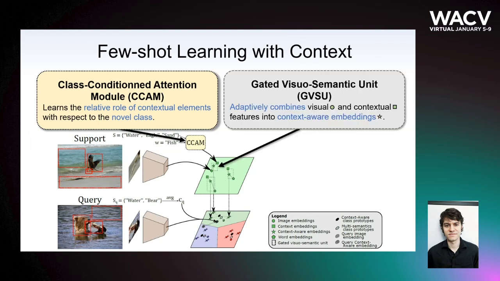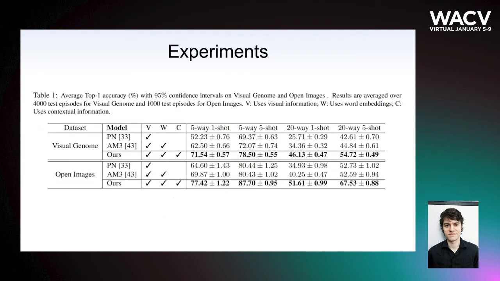Then the second module is a gating mechanism that learns to adaptively combine features extracted from the image with features extracted from the context. We experimented on Visual Genome and Open Images, which are large-scale datasets of thousands of complex scene images with many objects on each image, and hundreds of classes. Since our model builds on prototypical networks and AM3, we compare our context-aware model with these baselines. We can see that considering the context significantly improves the accuracy, even in one shot, where there could be a risk of overfitting a particular context.